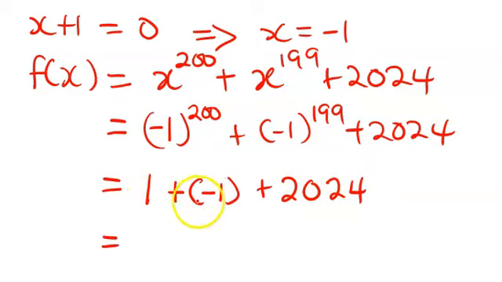Now 1 plus minus 1 will go to 0. So we have 2024.